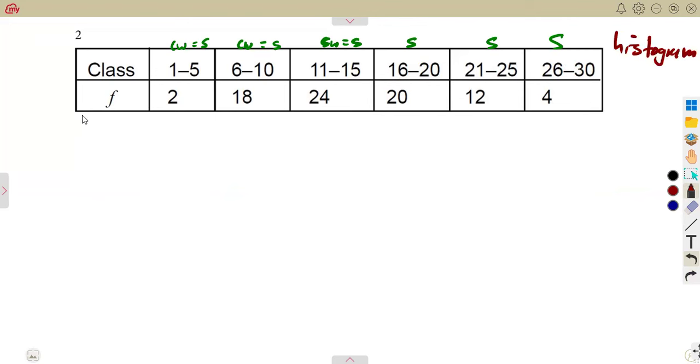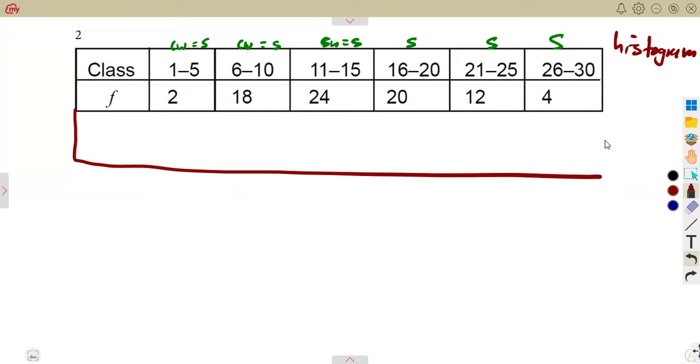We need this on a histogram. So we're going to add the column for the frequency densities. We are done. The only part that is going to be affected is the diagram, and I'm going to explain how the diagram is now going to be affected.